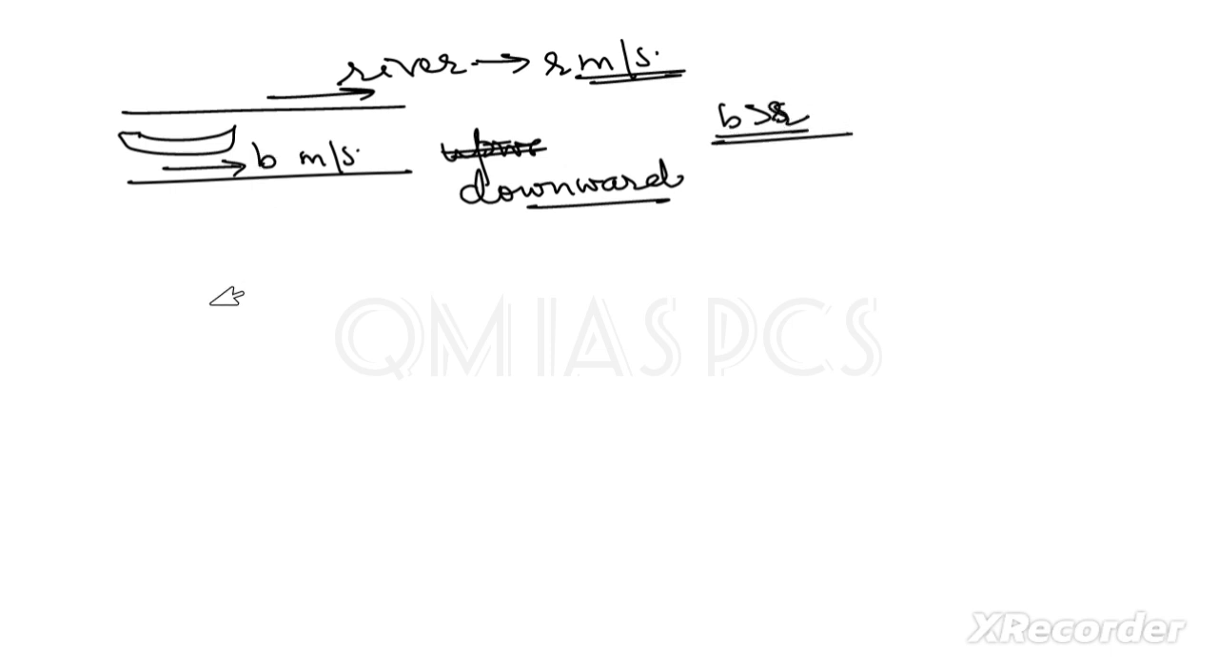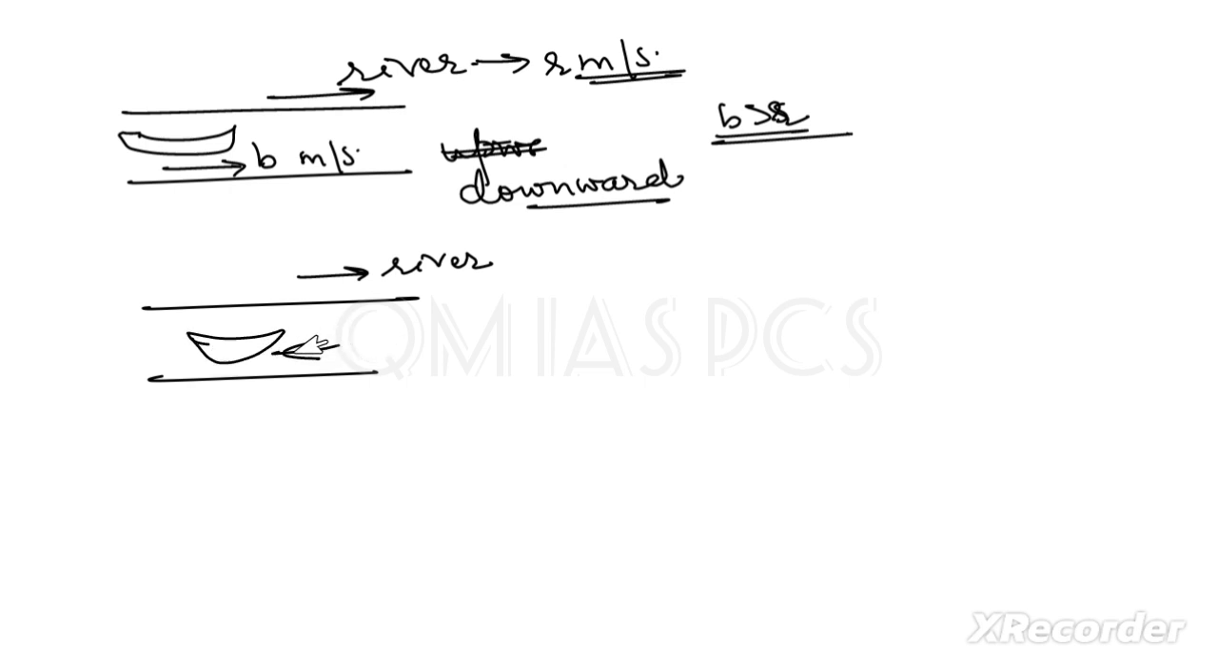Okay, next thing is when both have different directions, like this is the direction of river, and the boat is moving in this direction, that means left side, b meter per second, and this is R meter per second. So this is called upward motion.